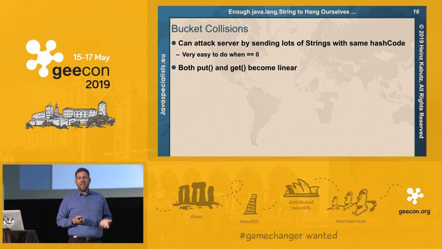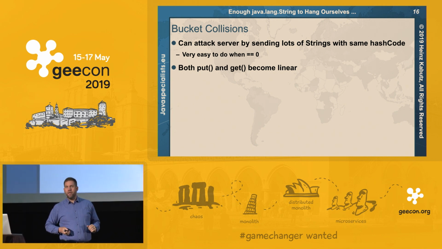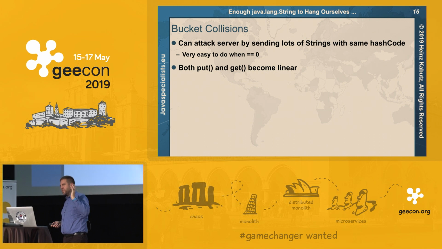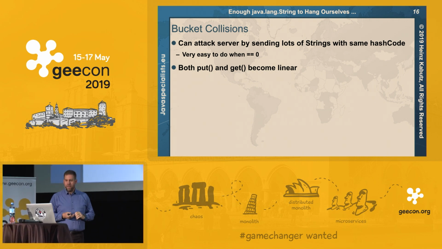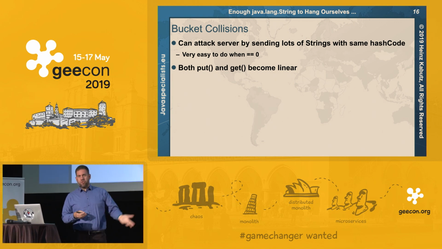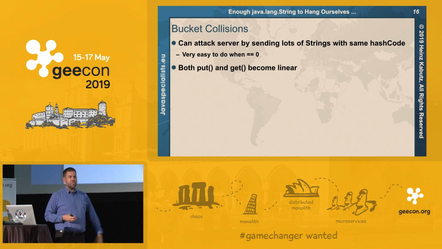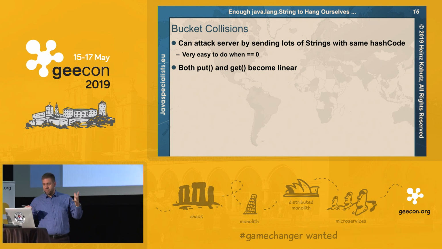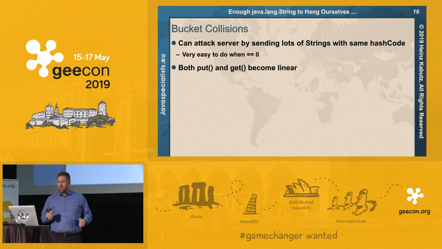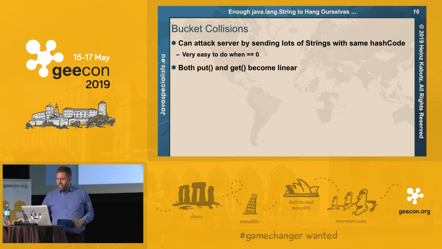So let's have a look at what can happen. You can very easily attack a server by sending it lots and lots of strings which have a hash code of 0. And as I said, it would be more difficult if it was a hash code of 42, because to generate all these strings, it takes a long time. But if I want to have lots of strings with the same hash code of 0, well, I can just combine these strings and get lots and lots of these. And then your put and get becomes linear.